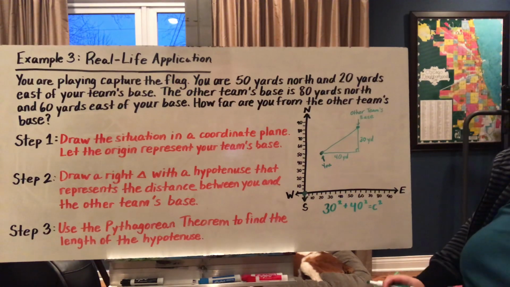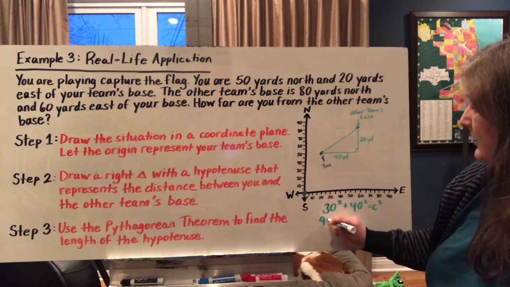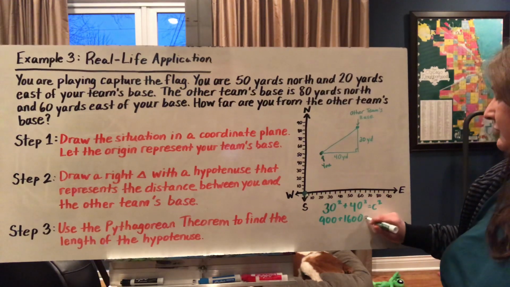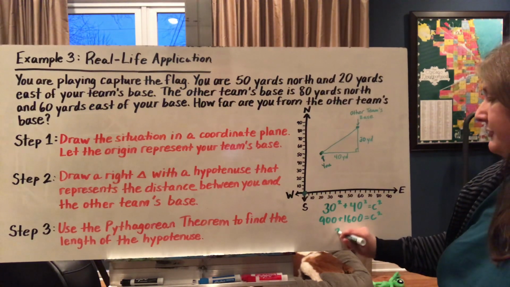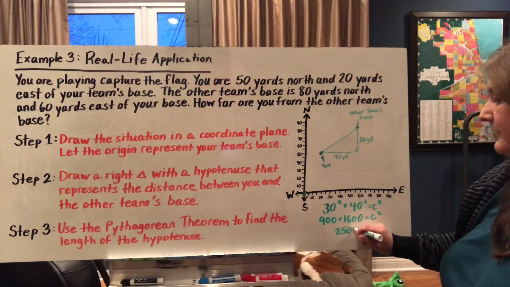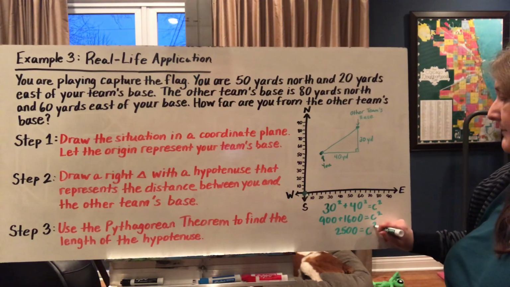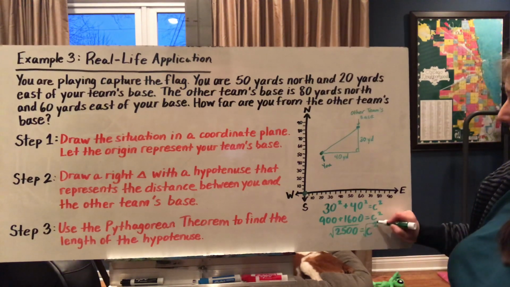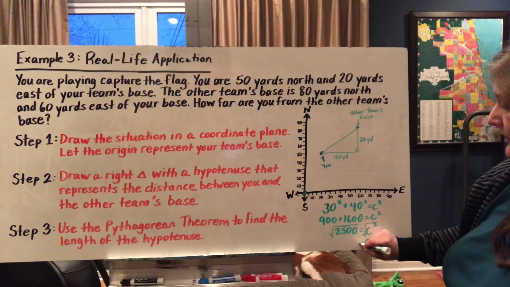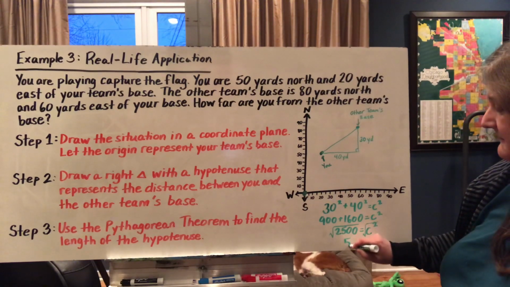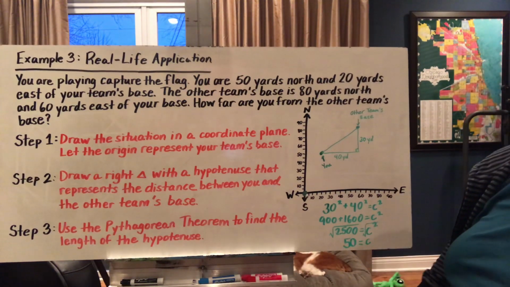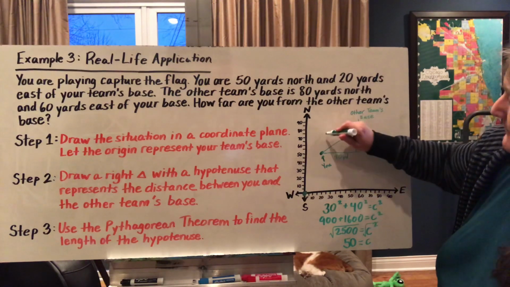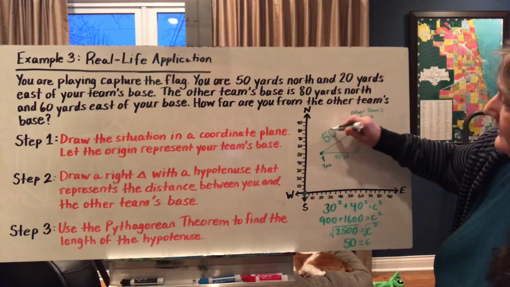So 30 squared is 900. 40 squared is 1,600, which gives us a grand total of 2,500 to equal our hypotenuse squared. I'll square root both sides to get rid of the squared here. And for the value of C, I get 50. So the total between me and the other team's base is 50 yards.